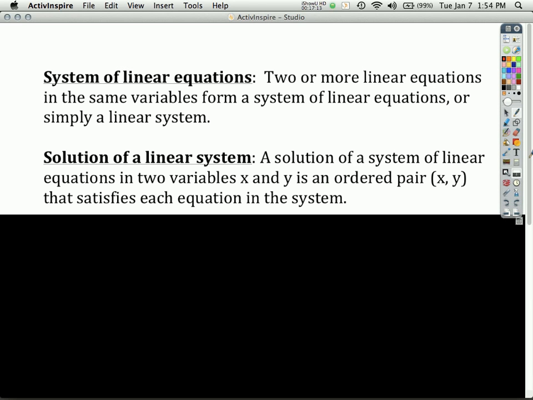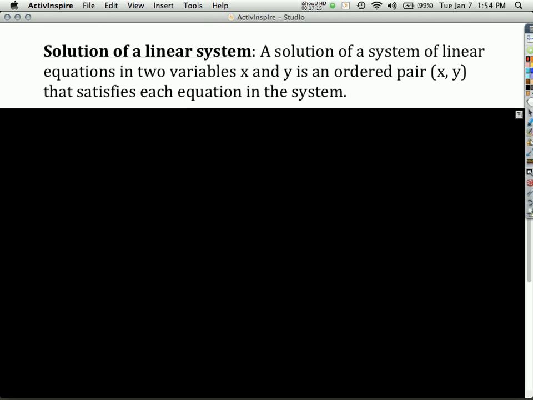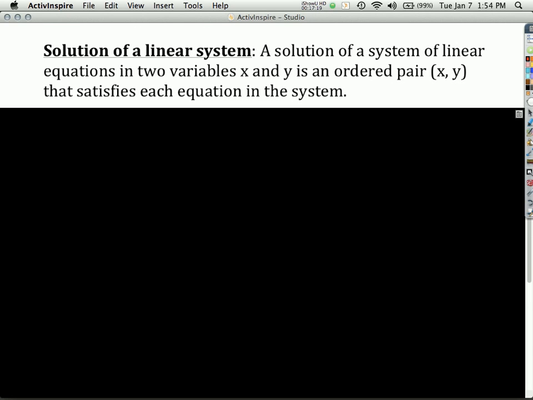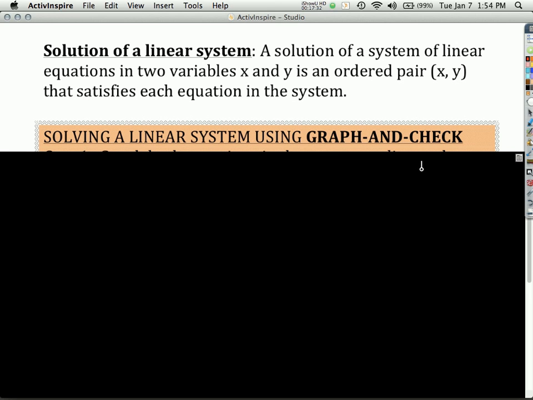Now, my hope is that my students will instinctively understand what to do by the end of today. But in case your instincts don't kick in, I always write out the steps as a sequence for you to write down so that you have something to fall back on. So, here is how to solve a linear system using the method called graph and check.